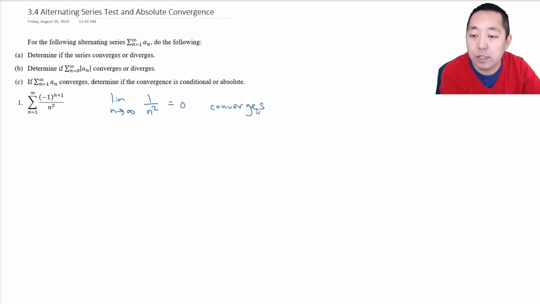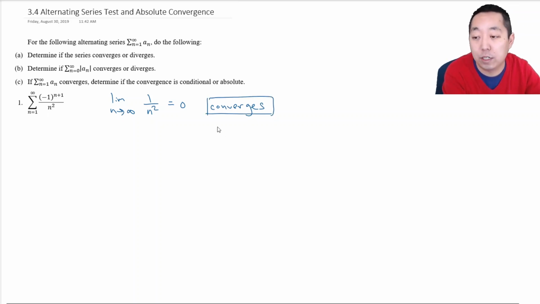Now, remember, the nth term test would only tell us if it was non-zero, it would diverge. It wouldn't tell you anything about convergence. But if the terms are alternating, a positive and a negative and a positive and a negative, then if the term without the sign goes to 0, then it automatically converges. And if it's greater than 0, then it diverges. Okay, so this converges. That's A.